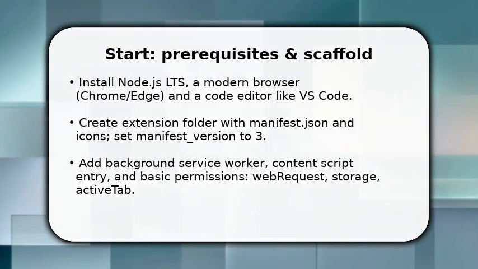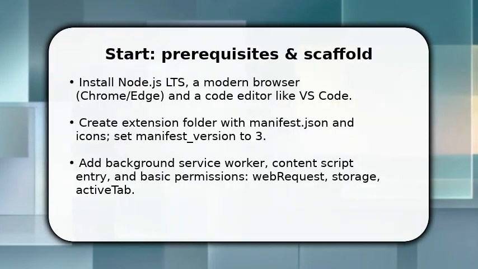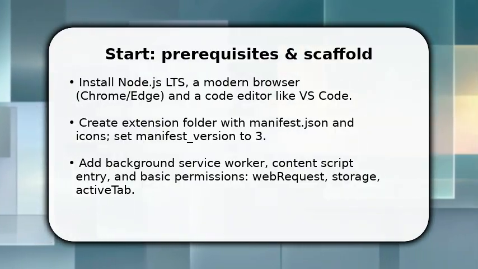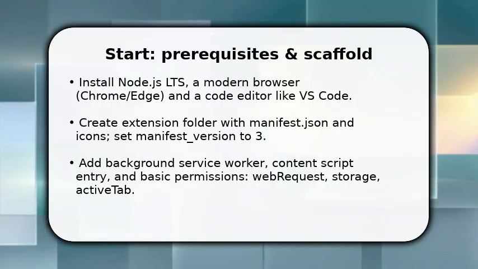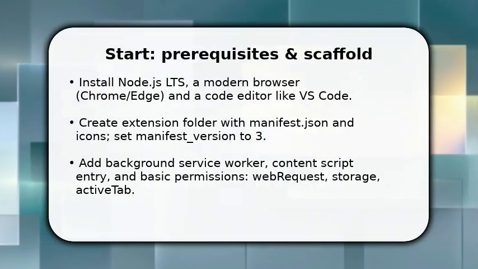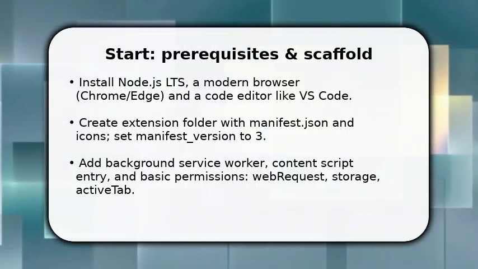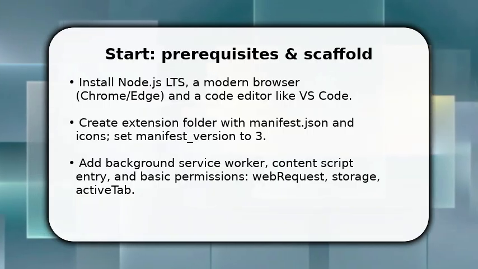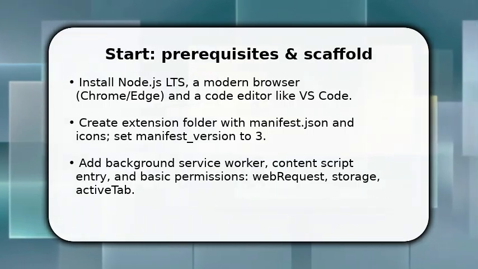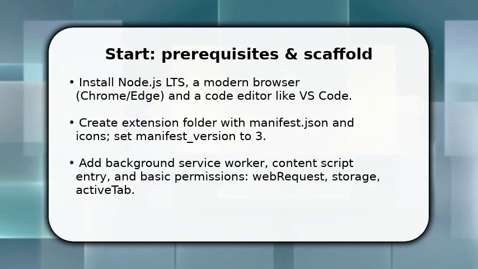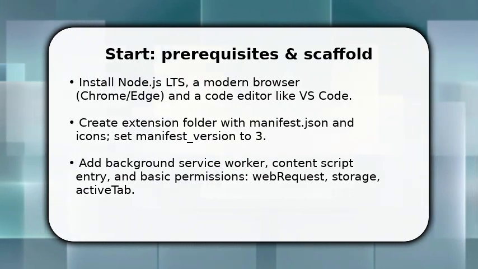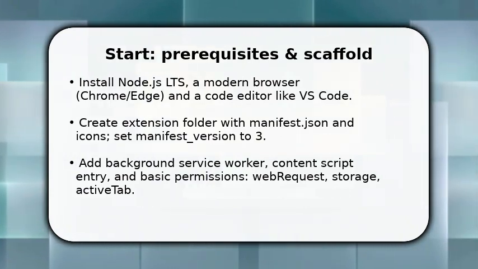Create manifest.json and set manifest version to 3, add icons and a background service worker file. Once done, add a content script entry and request only required permissions like web request, storage, and active tab. This early focus avoids guesswork and makes the extension loadable in developer mode for rapid iteration.